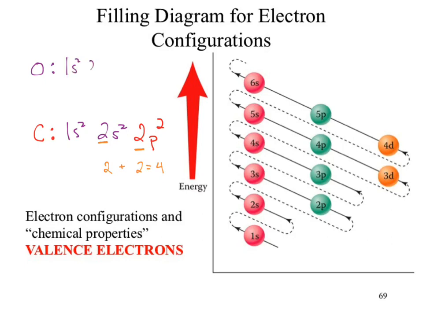Oxygen, 1s2, 2s2. I know, you guys want to jump ahead, because I think I already gave you the cheat in the thing. And then oxygen, 2p4. How many valence electrons does oxygen have? 6. 2 and 2. 2 plus 4 gets me 6. So there it is. I've got it.